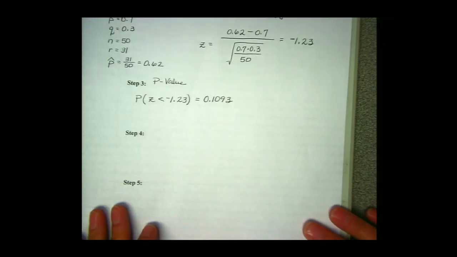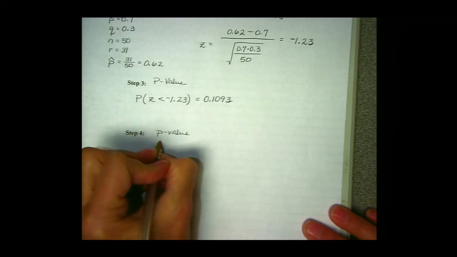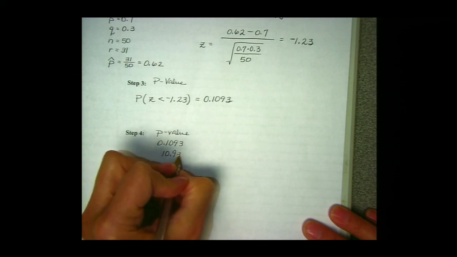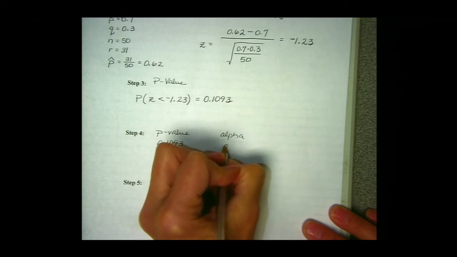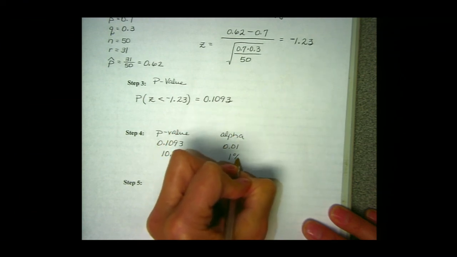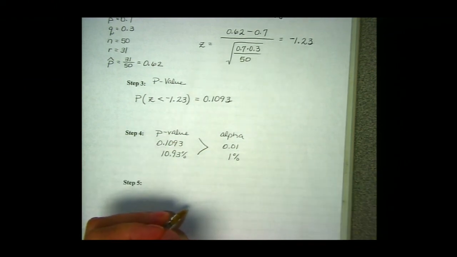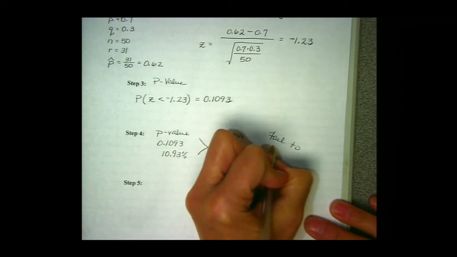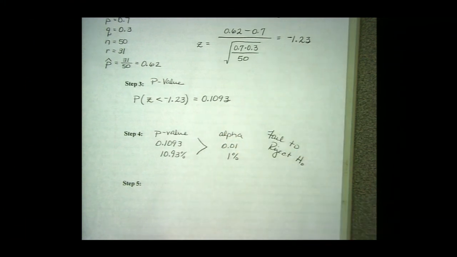So then on step 4, I'm going to compare the p-value, which is 0.1093, which is equivalent to 10.93%, to alpha. And alpha is 0.01, which is 1%. Well, as you can see, the p-value is greater than. And when it's greater than, we fail to reject. And if we fail to reject, that means we have insufficient evidence.